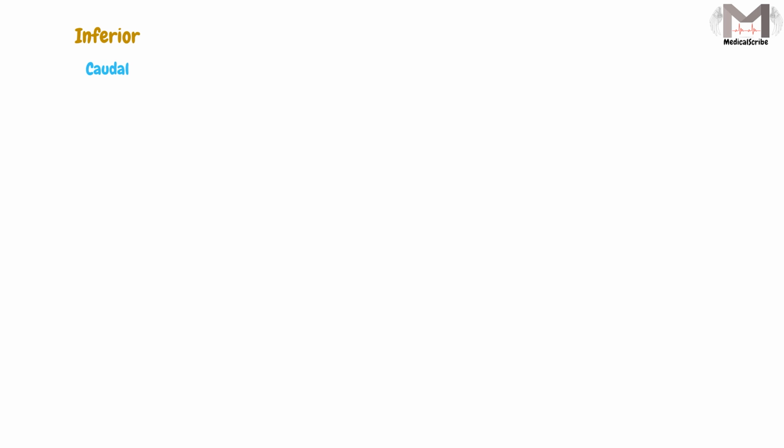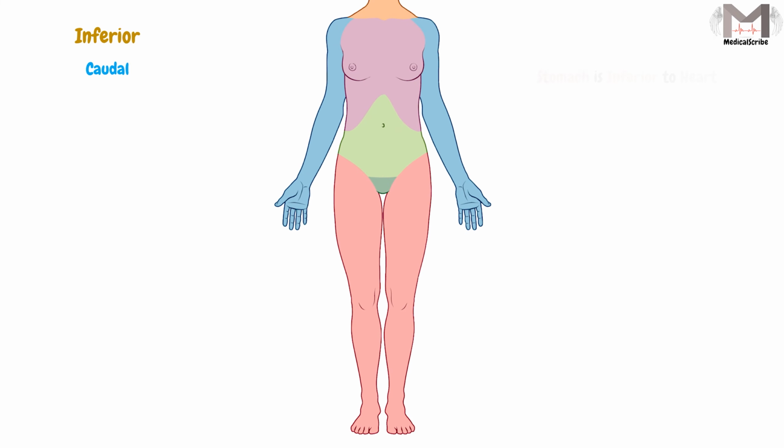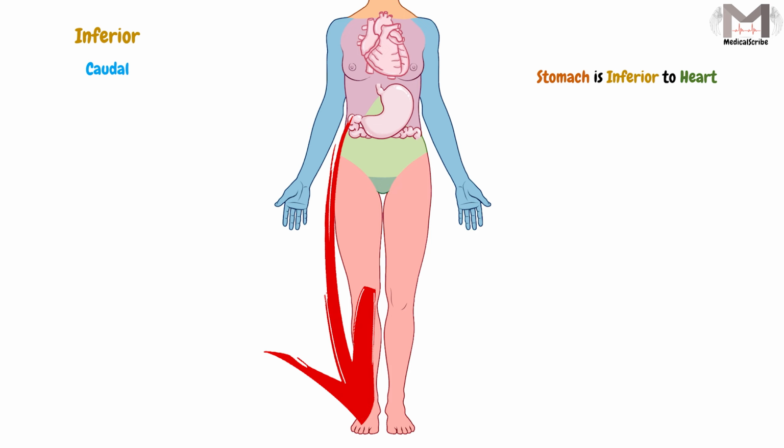While the inferior, on the other side, describes the structures that are nearer to the feet, or specifically the sole of the feet, than other structures, which is the same as caudal. For example, we can say the stomach is inferior to the heart. That means the stomach is nearer to the feet than the heart.